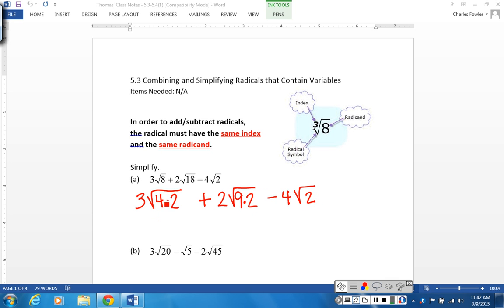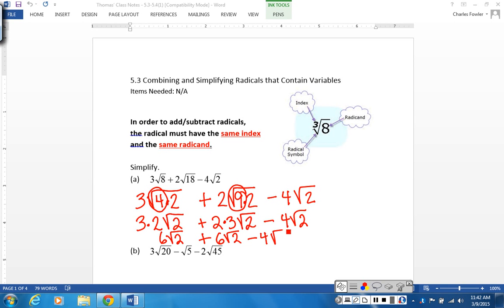The square root of 4 here is 2. So we're going to write down 2 here. But you can't find the square root of 2, so you leave that 2 under the radical. The square root of 9 here is 3, so it comes out of the radical. And of course that 2 stays under the radical. And you have 4 radical 2. 3 times 2 is 6. Then you have radical 2 plus another 2 times 3, which is 6 times radical 2 minus 4 radical 2.